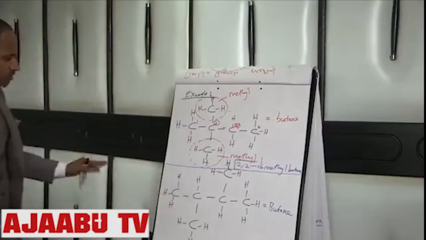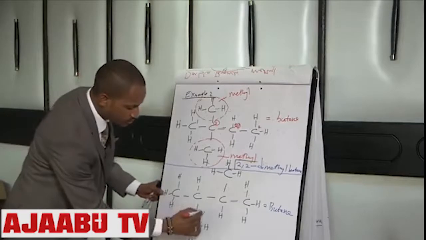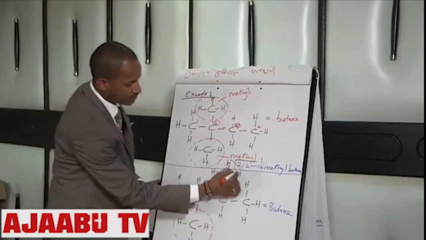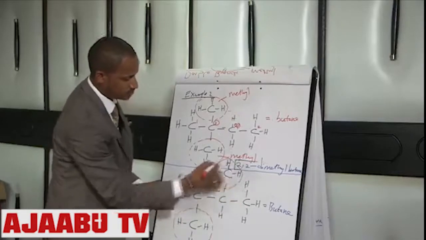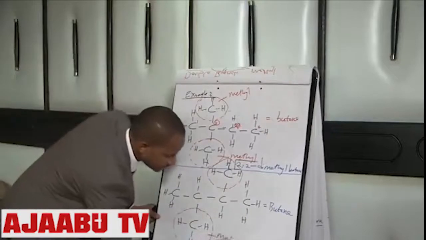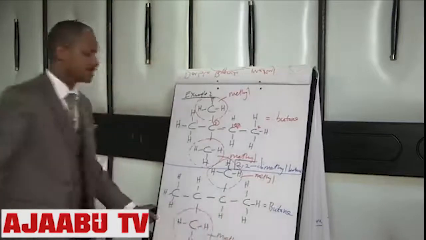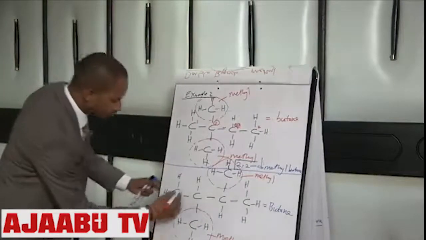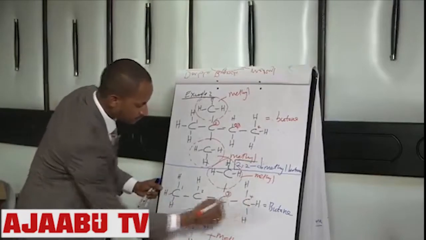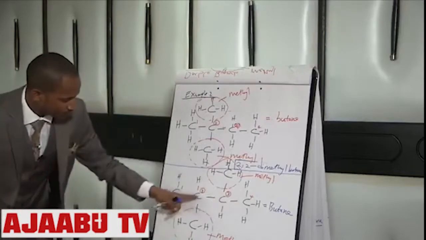Then anything else which is not along the longest continuous chain is called a branch. So this is a branch, and this is another branch. This branch is a methyl branch. This is also a methyl branch, but which carbon atom does it lie on? You start here 1, 2, 3, 4. It lies on this and this.